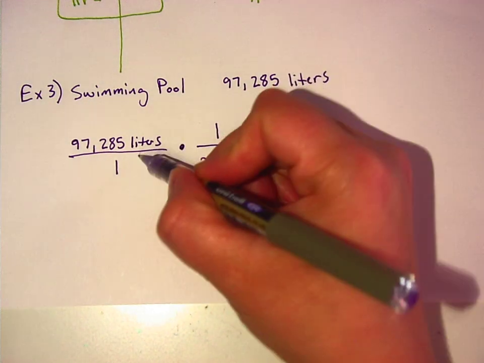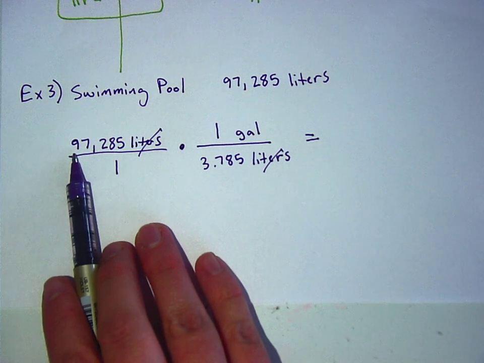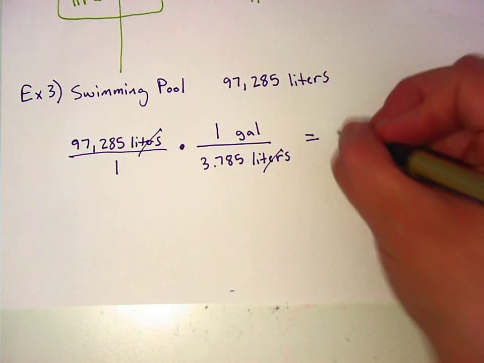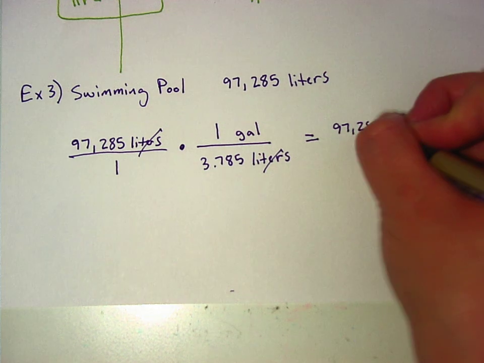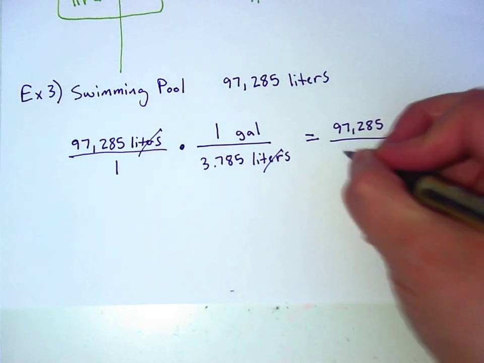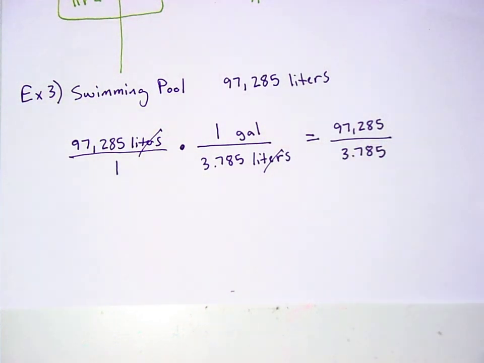Now I'm going to cancel out the word liters and multiply across. So 97,285 times 1 is 97,285 over 1 times 3.785. If you do not have a calculator at this point, please go get one.